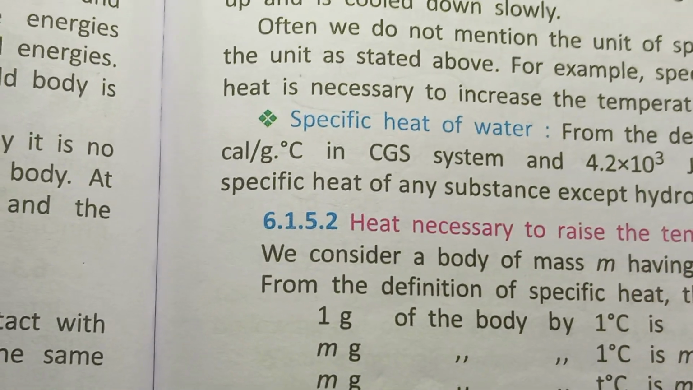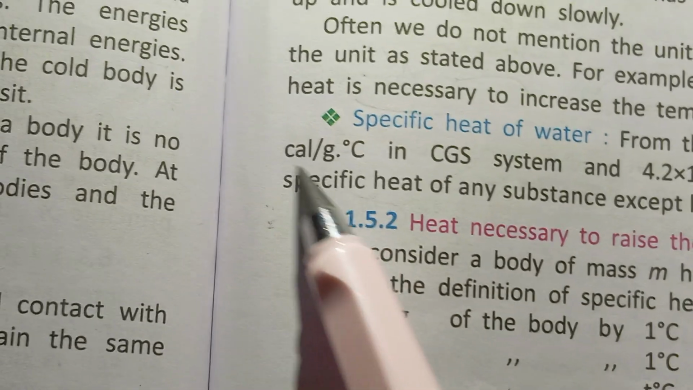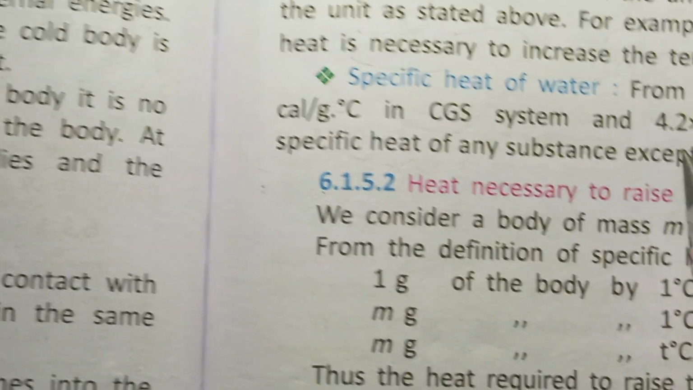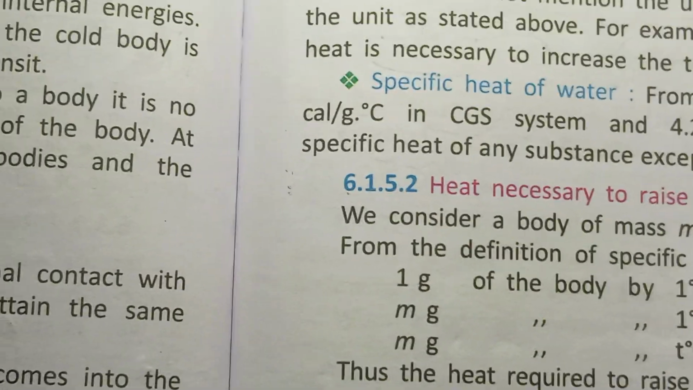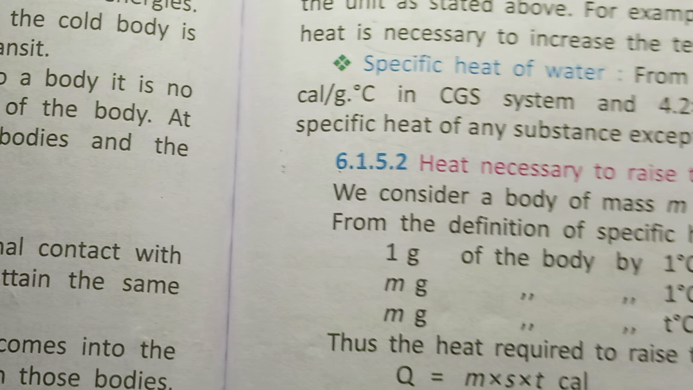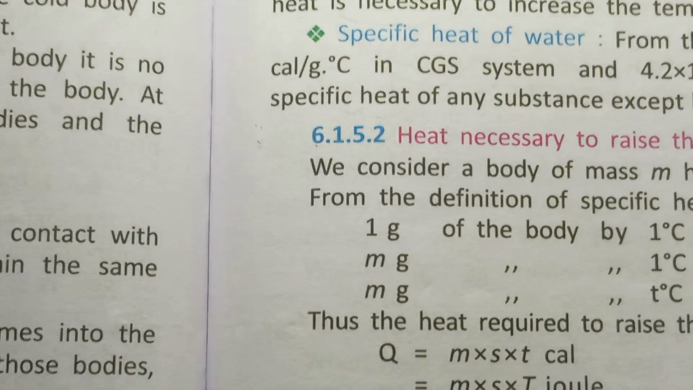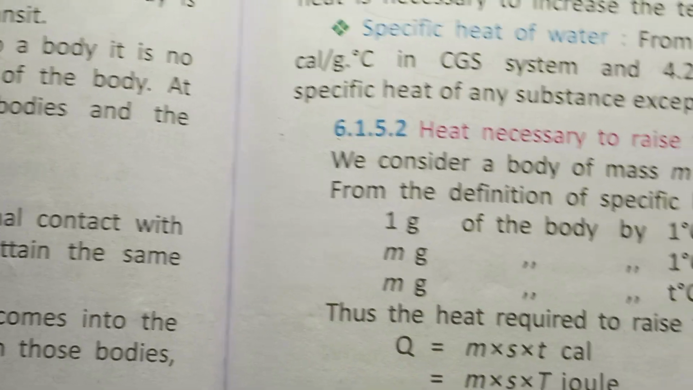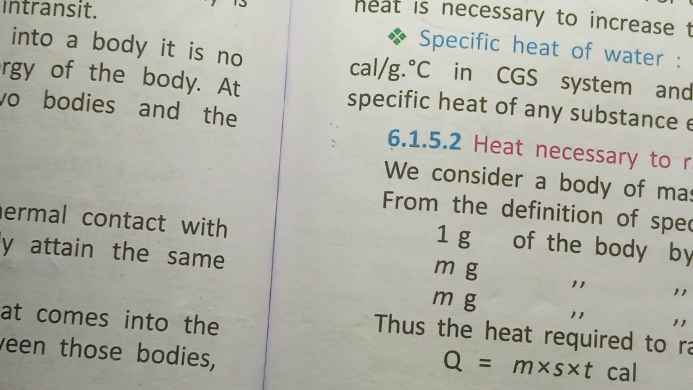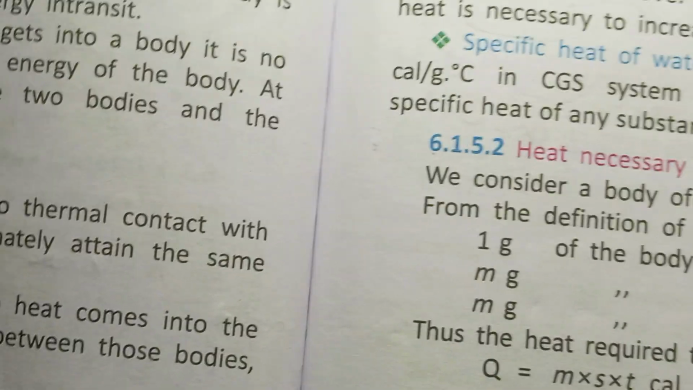From the definition it follows that specific heat of water is 1 calorie per gram degree C in CGS system and 4.2 into 10 to the power 3 joule per kg Kelvin in SI system. Water has the highest specific heat of any substance except hydrogen. This fact has many important consequences.